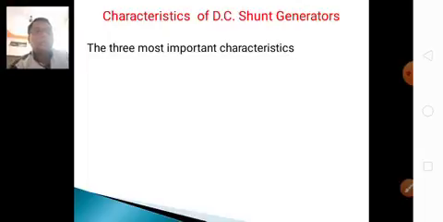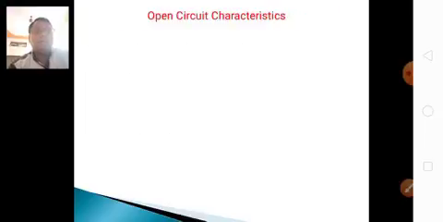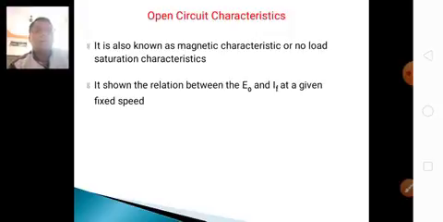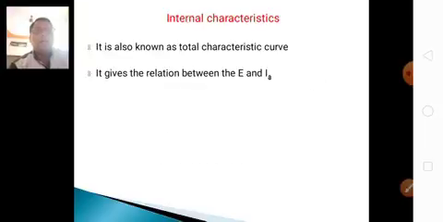The three most important characteristics of the DC shunt generator are the open circuit characteristics, internal characteristics, and external characteristics. The open circuit characteristics are also known as magnetic characteristics or no load saturation characteristics. Open circuit means no load. It shows the relation between E naught and IF at a fixed speed, where E naught is the no load generated EMF and IF is the field current or exciting current. The internal characteristics are drawn between E and IA.